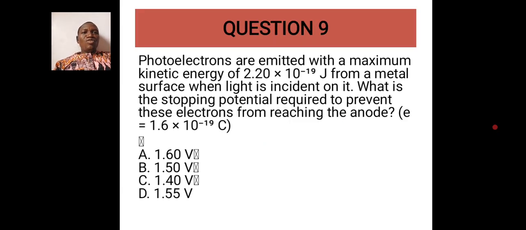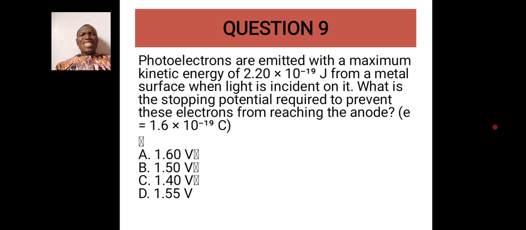All right, so we move to question 9. We are almost done. So here we have photoelectrons emitted with a maximum kinetic energy of 2.20 times 10 raised to power minus 9 joule from a metal surface when light is incident on it. What is the stopping potential required to prevent the electrons from reaching the anode, assuming e is equal to 1.6 times 10 raised to power minus 19?